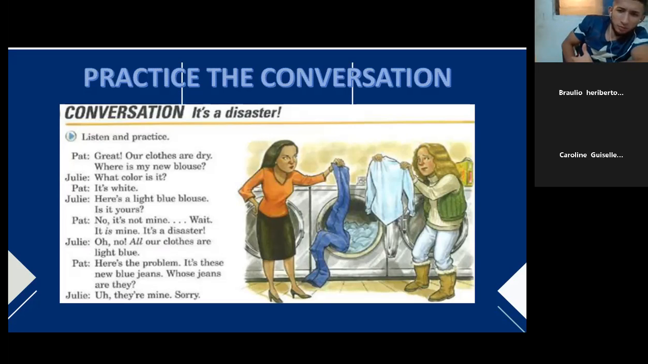Quiero ver quién empezaría. Usted va. Sí, usted empezaría. Yo empezaría, ¿verdad? Sí.